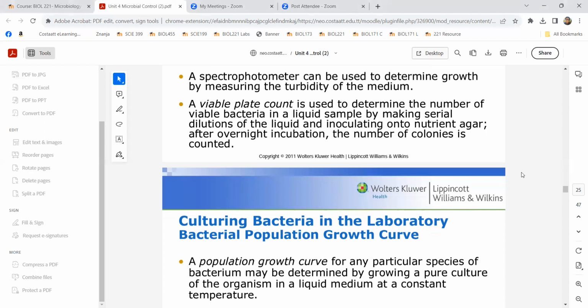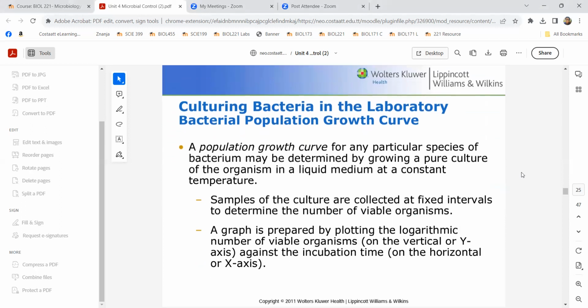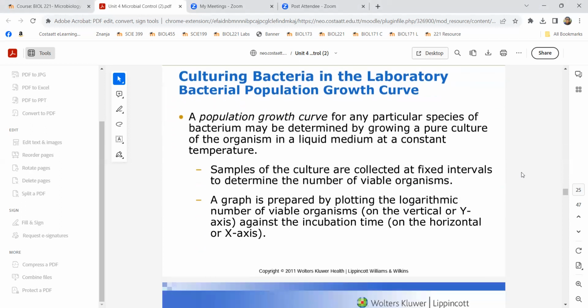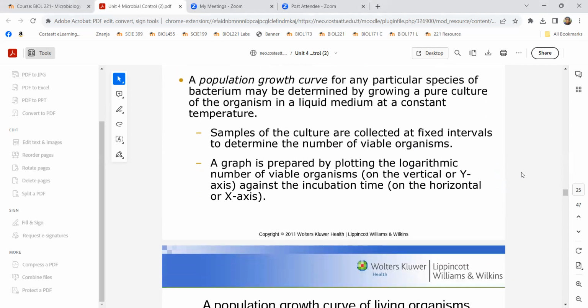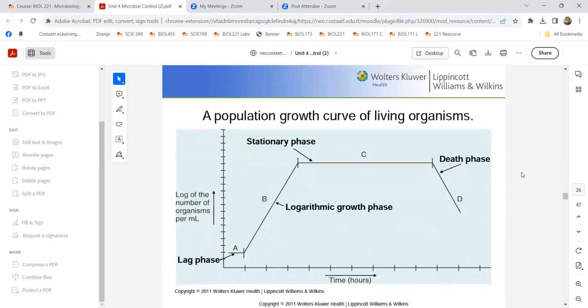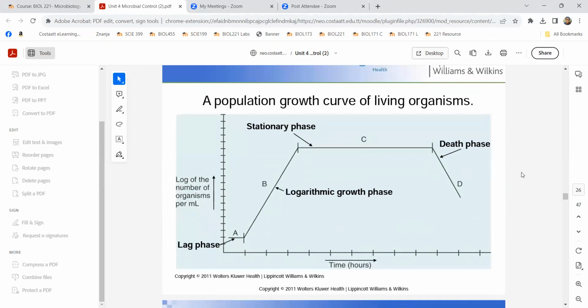Bacteria can be cultured in the lab, and then you can do counts along the way to generate something called a population growth curve. A population growth curve, basically, as it suggests, shows how an organism is growing through time. And this is what a bacterial growth curve looks like. You have 4 phases: a lag phase, a logarithmic growth phase, a stationary phase, and a death phase.